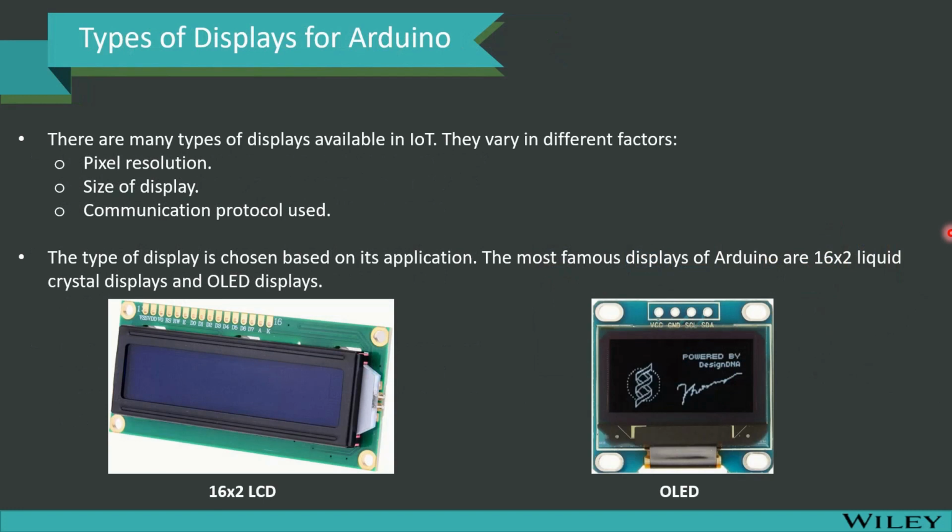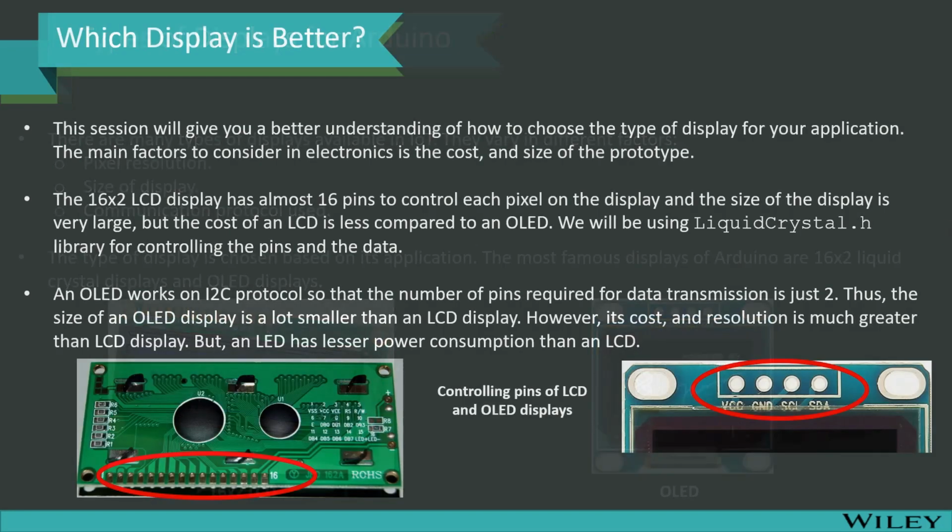Types of displays for Arduino. There are many types of displays available for IoT applications. They vary with different factors. The pixel resolution, size of the display, and communication protocol used are the major factors. The type of display is chosen based on its application. The most famous displays for Arduino are 16x2 liquid crystal displays and OLED displays. Both are presented in front of you for quicker reference.